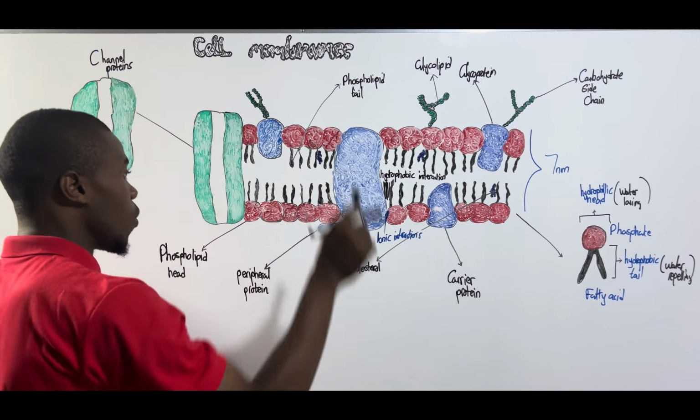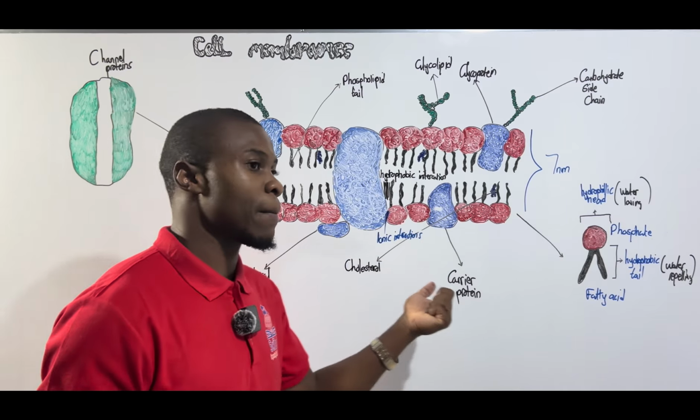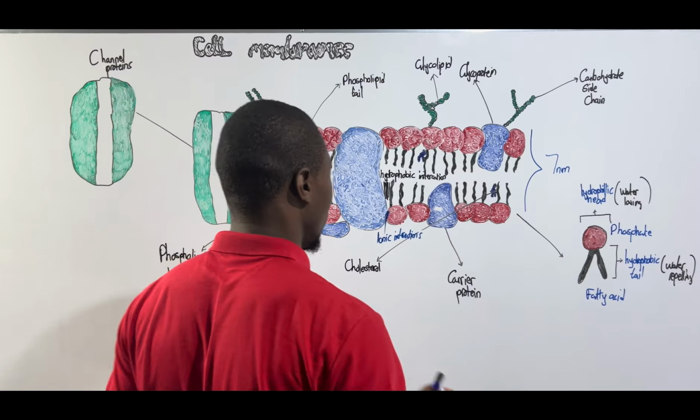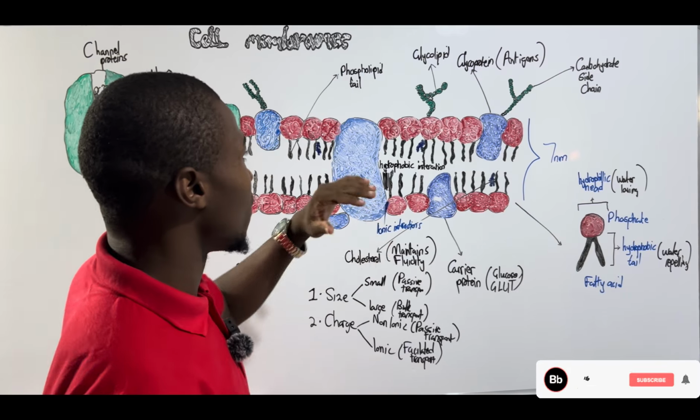Basically, if we look at this whole structure, these are the levels of the structure of the cell membrane. Now we need to look at the functions of the cell membrane. All right, guys, so we have managed to do the structure and function of the cell membrane.